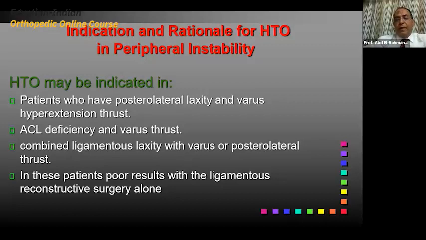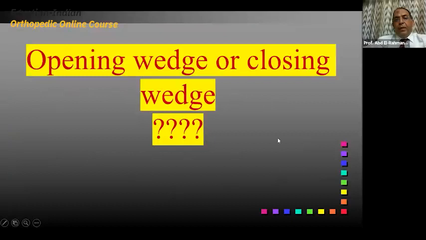And if the patient has varus angle more than 5 degrees and tibial slope more than 12 degrees, you can do combined ACL and correction of the deformity. And we can now say high tibial osteotomy may be indicated in patients who have posterolateral laxity and varus hyperextension thrust, ACL deficiency and varus thrust, combined ligament laxity with varus or posterolateral thrust. In these patients, there are poor results with ligamentous reconstructive surgery alone.